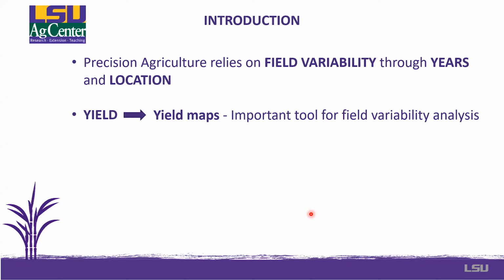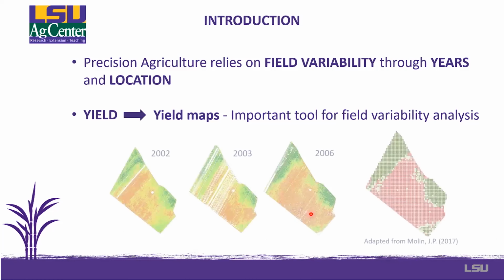No better part of the system can tell us how those things change than the plant itself, especially for sugarcane, which is what we are actually harvesting. It's the biomass. So yield maps become an important tool for understanding this variability. Here I bring an example from a different crop.